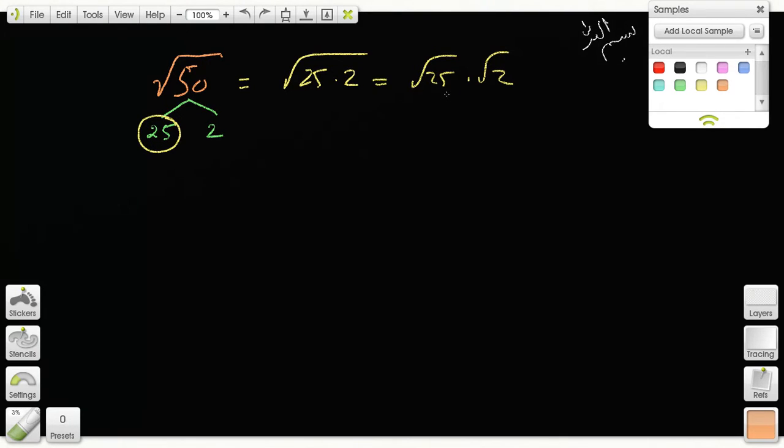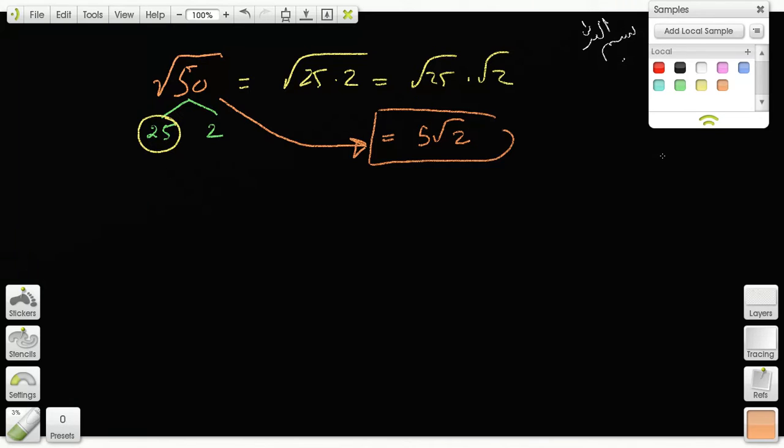Now, what's the square root of 25? 5, last time I checked. So 5 times square root of 2. So this simplified to this. That's what it means to simplify radical expressions. Do you understand this? Now, you're not going to do all of this. This is just the way you would do it.